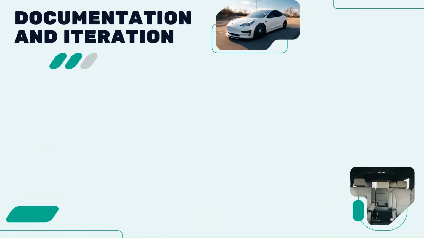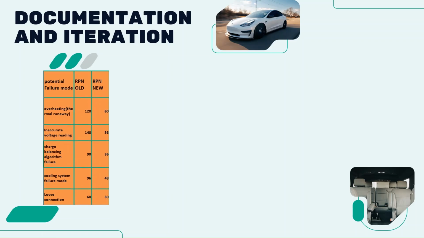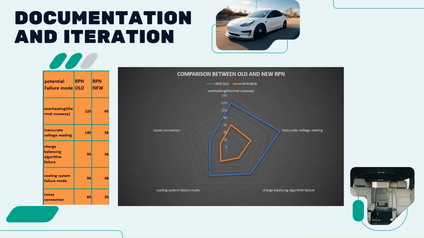Now, in the document and iteration, to visualize this in a proper manner, we have taken RPN old and RPN new and made a spider chart out of it. You can call it spider chart or radar chart. So as we could see, the previous one, that's the blue area, is quite bigger, more risky. And the orange one shows the new RPN. So it shows that the area has decreased. So the risk has also decreased.